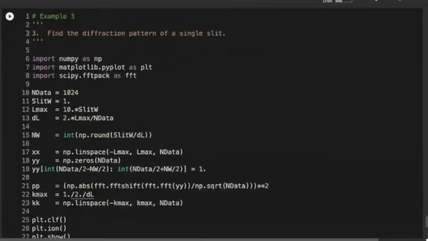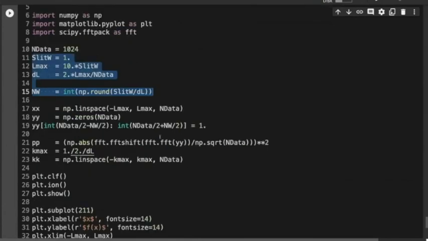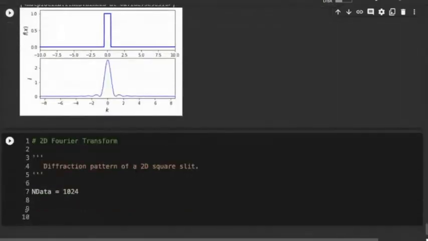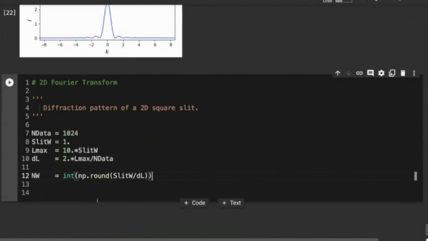So let me just copy these parts from here. So this will be exactly the same. So I have a slit width of 1. My L max is minus 10 to plus 10 times the slit width. L goes from minus 10 to plus 10, the slit width, and there is a TL, and then there is the width of the slit. All these are fine.